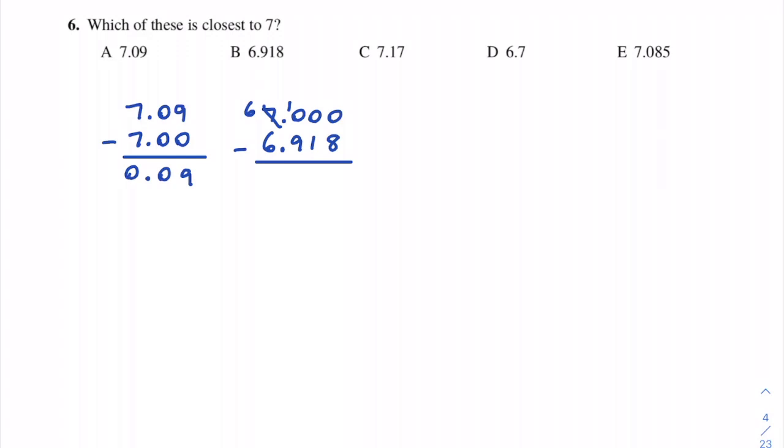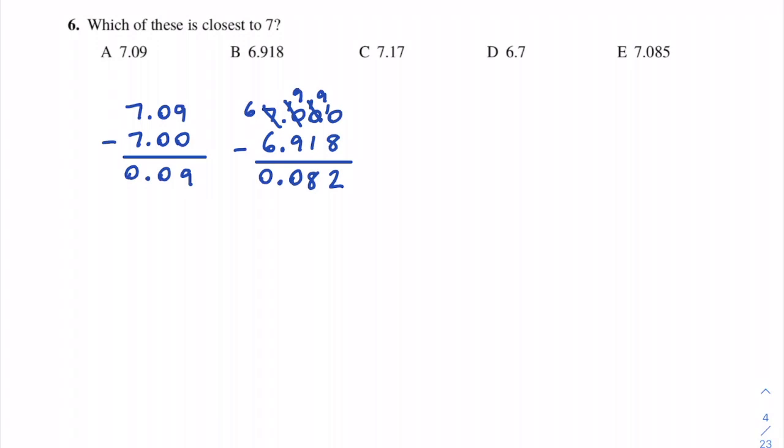But then we're going to need to borrow 1 from 10, so that brings 10 down to 9, and we can place a 1 in front of the next 0. And then again, we need to borrow 1 from this 10, so that brings this 10 down to 9. We can place a 1 in front of this 0. So now we've got 10 minus 8, which is 2. Then 9 minus 1 is 8. Then 9 minus 9 is 0, and 6 minus 6 is also 0. So this answer gives us 0.082.